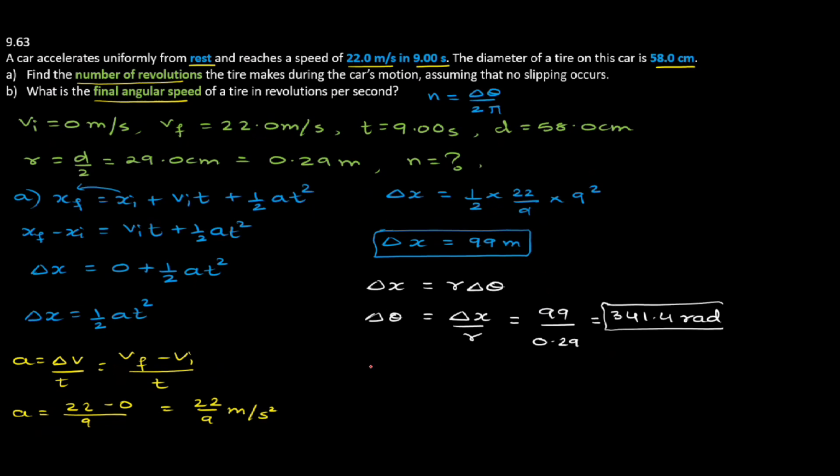After we found the angular displacement delta theta, now I can calculate the number of revolution. Number of revolution n is equal to delta theta over 2 pi, which is 341.4 divided by 2 pi. That gives you the number of revolution as 54.33. And since it's a number, there is no unit for the number of revolution.